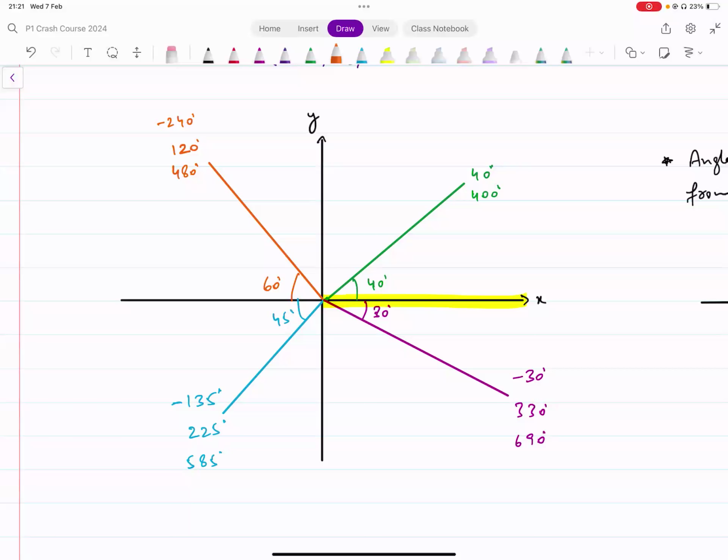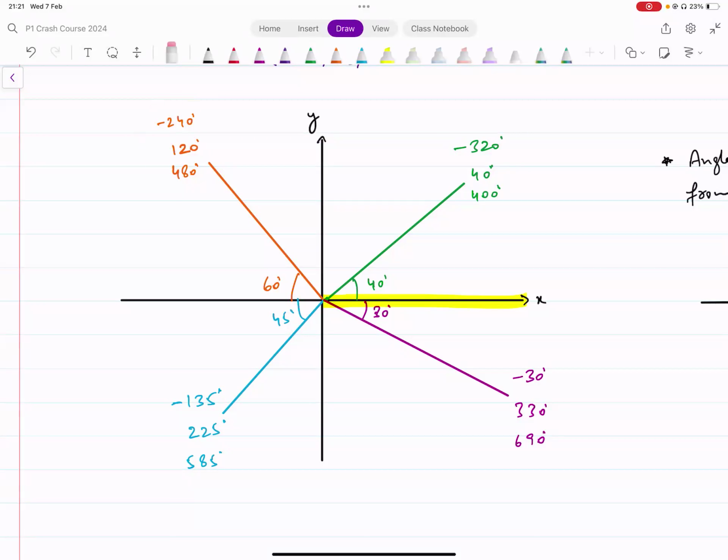And similarly, for the last one, the green one, we could go like this. That's 360 minus 40, 320. So 320. But since we're going clockwise, we say this is negative 320. So for the same lines, we could have any of these angles.